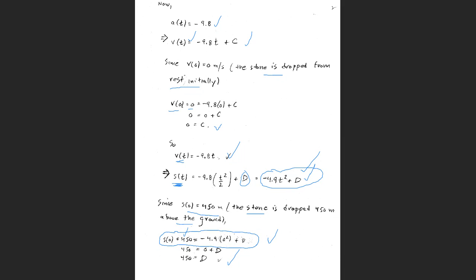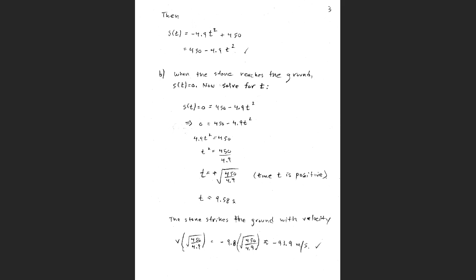Now that 450 equals d, I'll go to the next page if that's okay. Now S of t is going to equal negative 4.9 t squared plus 450. I can equivalently write S of t as 450 minus 4.9 times t squared.